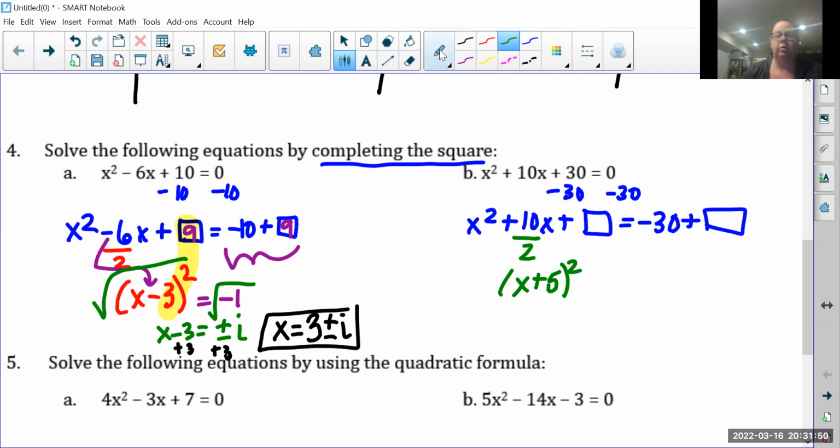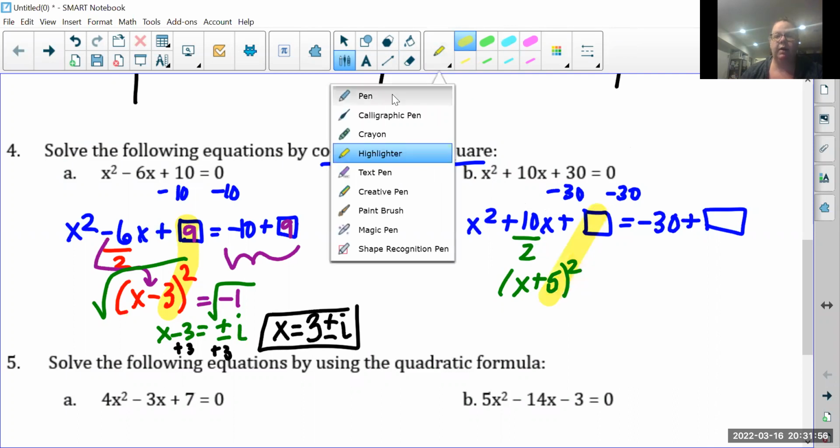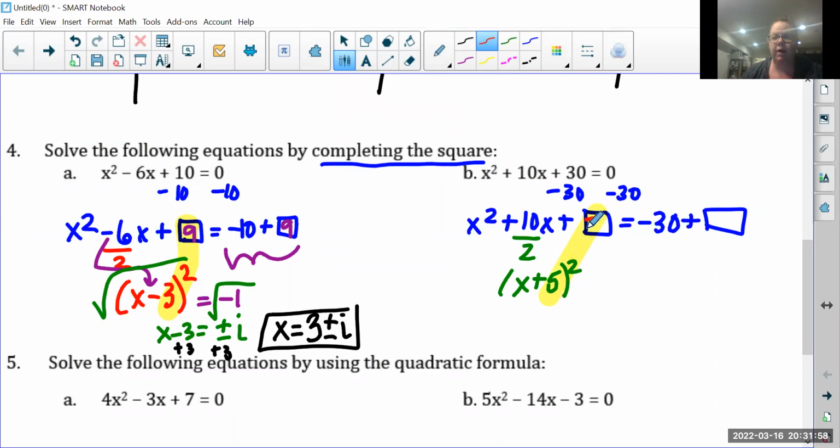To figure out what goes inside my square, I follow the problem straight up. 5 squared is 25, so that means I'm going to put 25 in this and a 25 in this. I'm going to combine like terms over here and get a -5. Again, my antenna should be going up. A square equals a negative, so I'm going to have 2 non-real solutions.